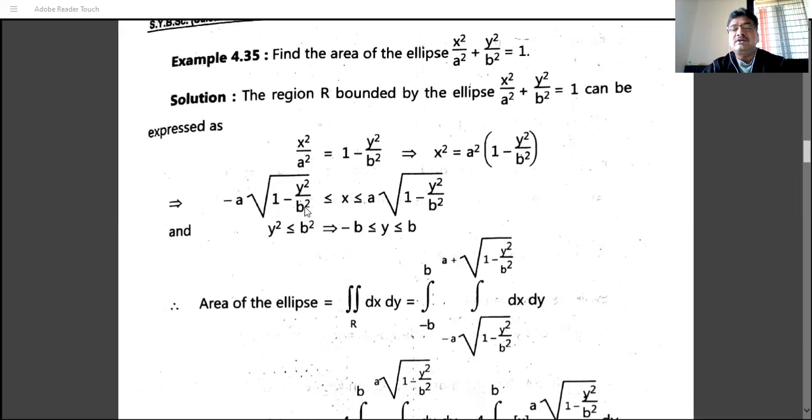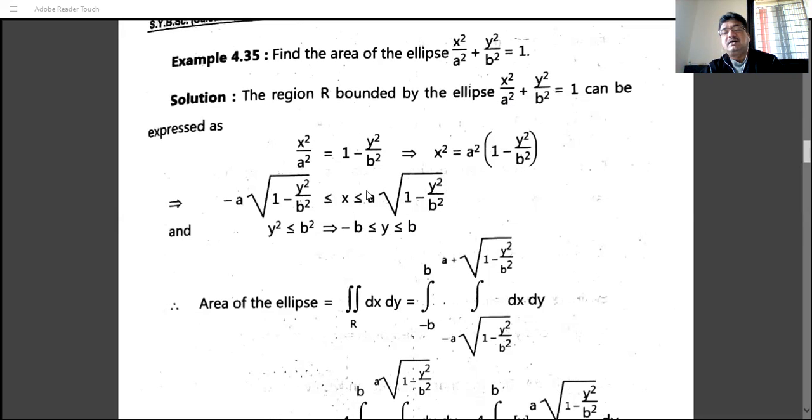Or instead of this procedure, we can also apply this from the equation: find the values of y first, the two values that are the lower limit and upper limit, and then substitute y as 0 and find the values of x. For example, if you substitute y as 0, then x square by a square is equal to 1, meaning x square is a square, and therefore x is plus minus a, and then the limits of x are minus a to plus a.